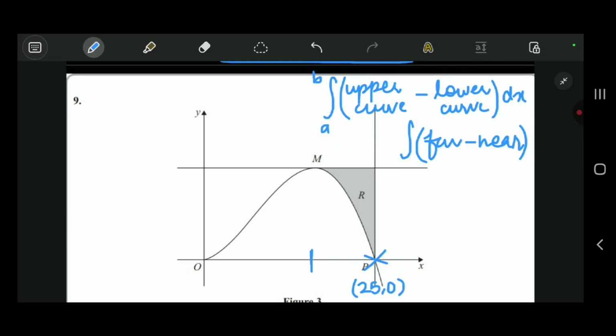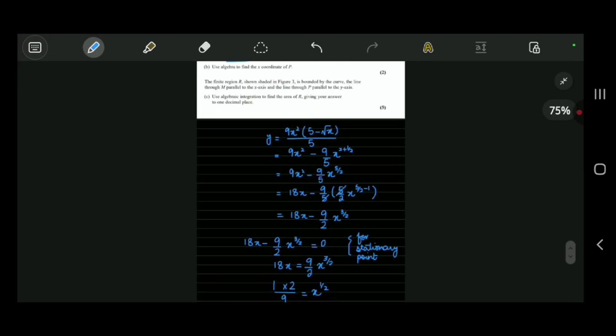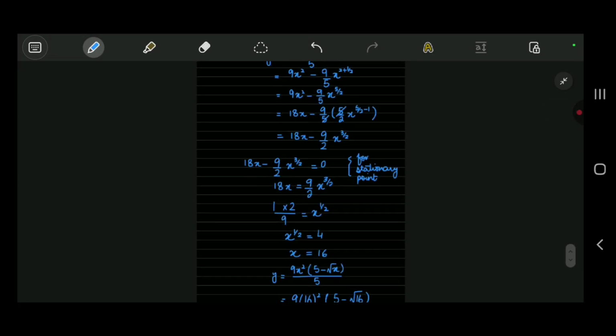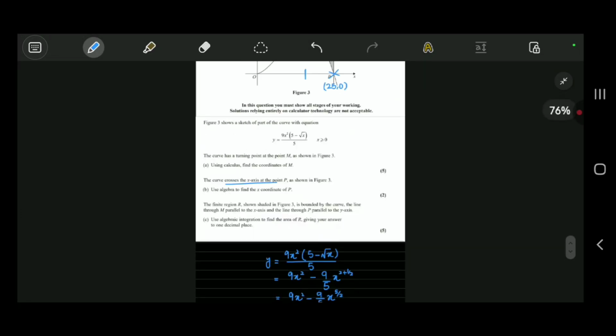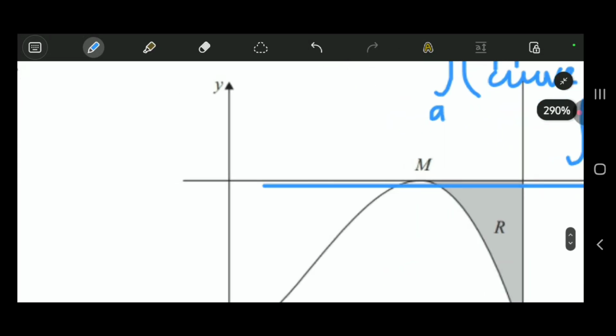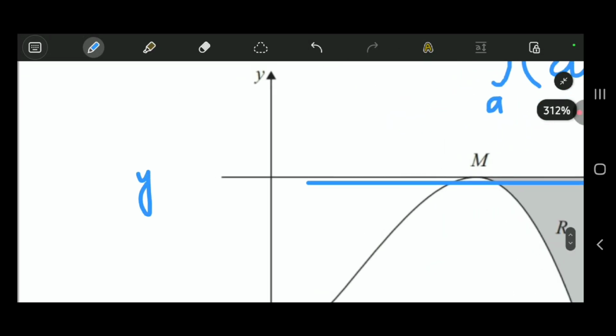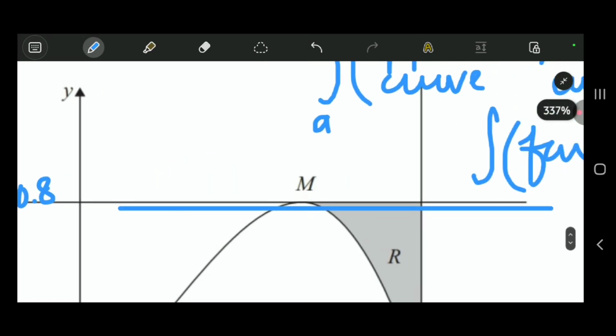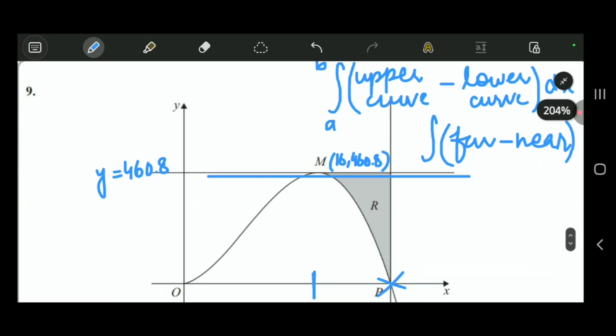So your upper curve is this line, and what is the equation of this line? What were the coordinates of point M? We had 16 comma 460.8. So this is the line y equals 460.8, because it is passing through it. Okay, so this is the equation of this line.